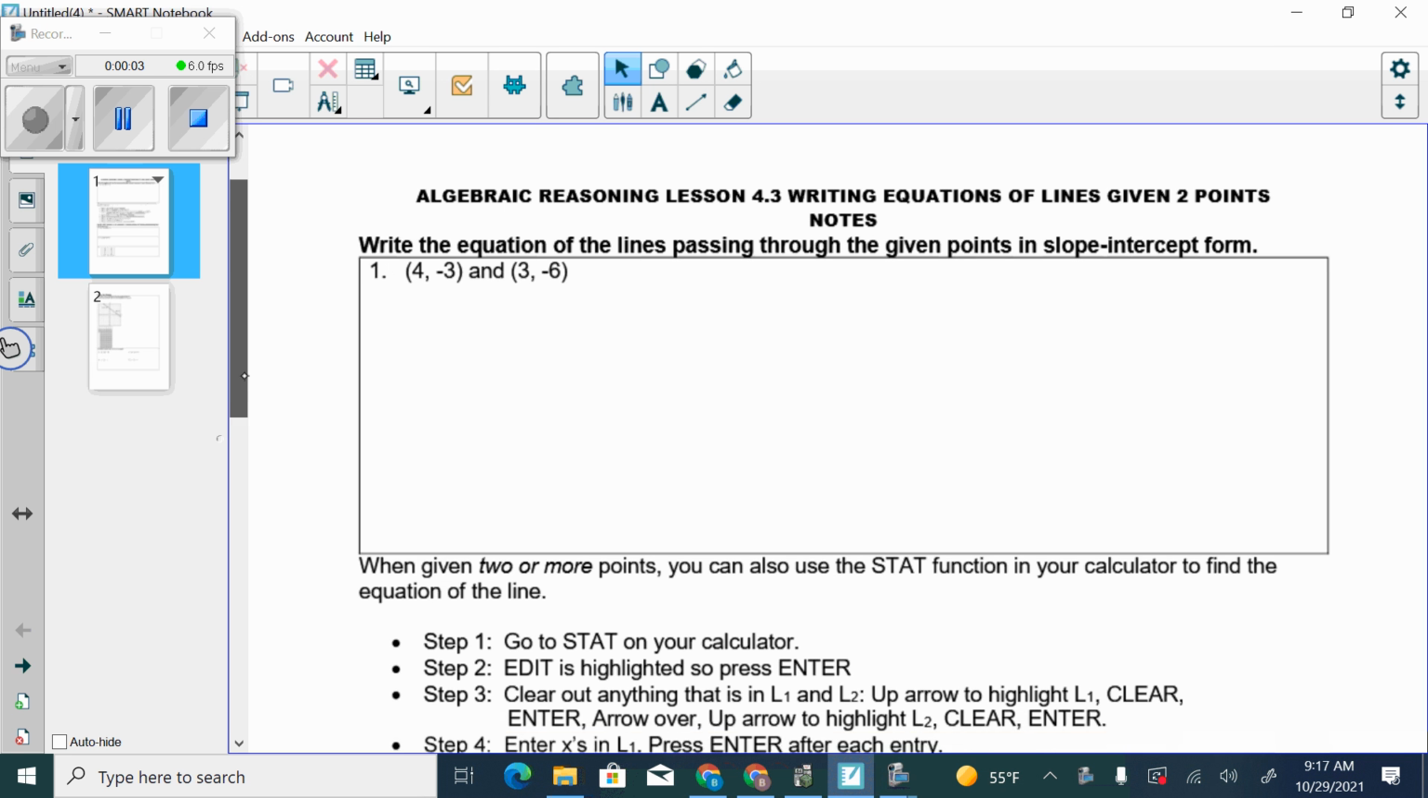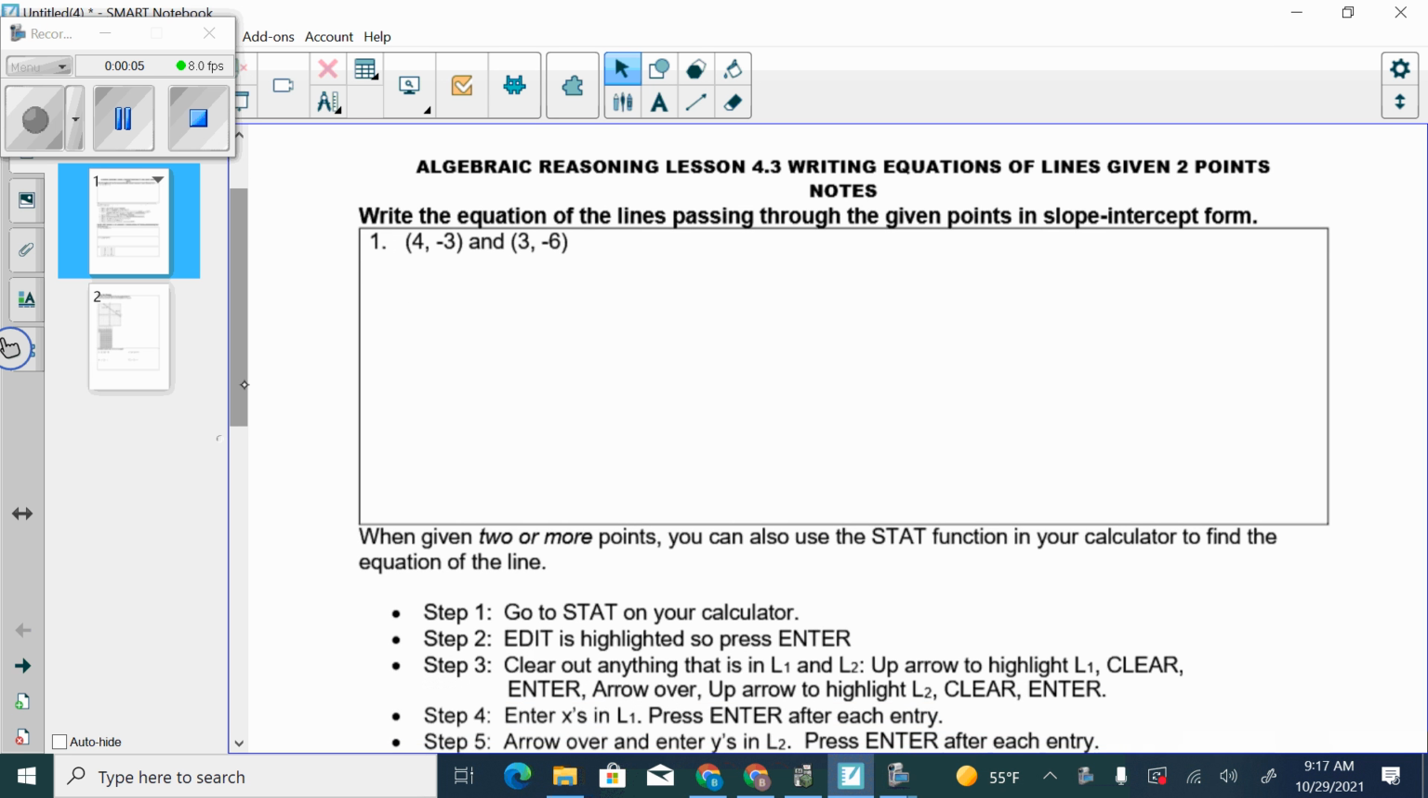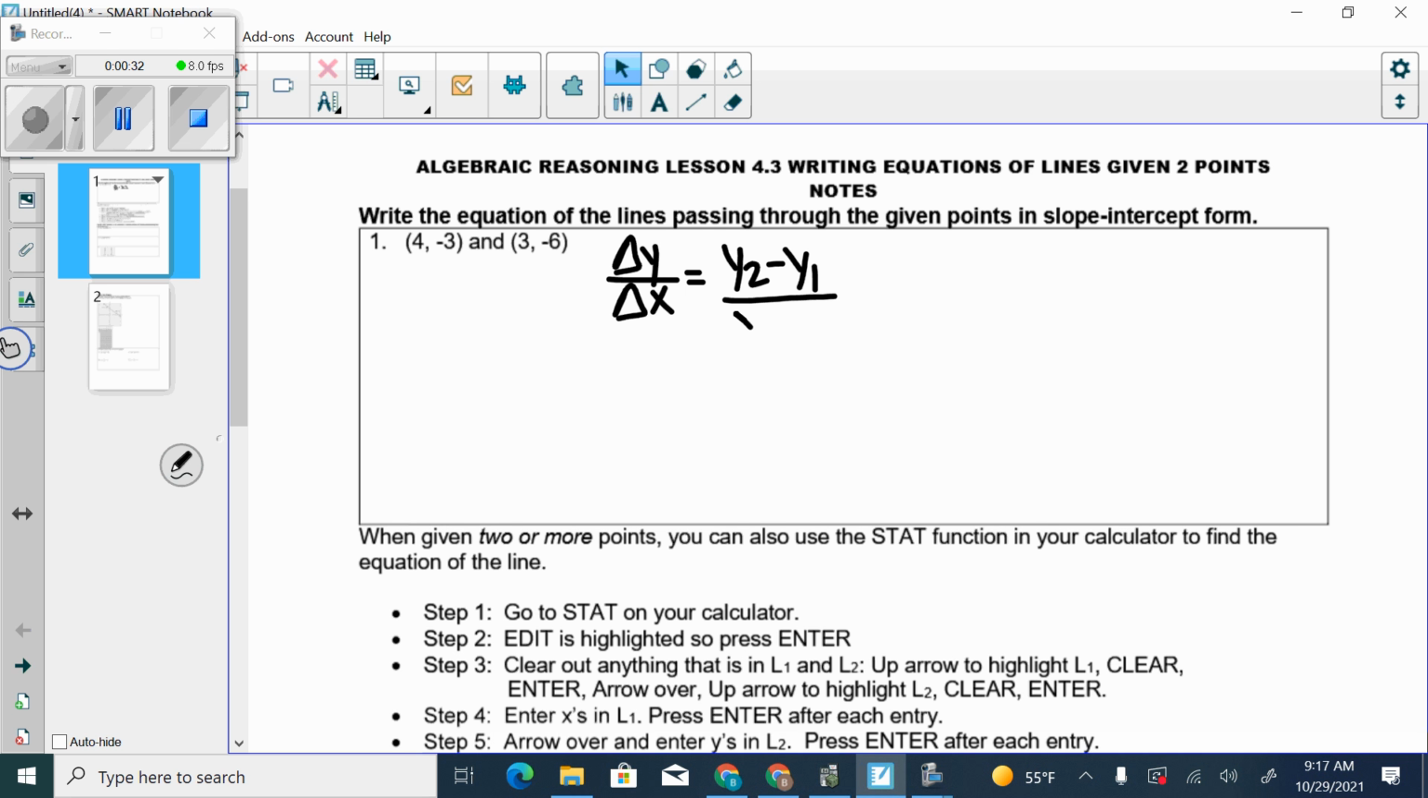Okay, on the warm-up question, it said to write the equation of the line that passes through the given points in slope-intercept form. So they gave us some coordinate points over here, and to find the slope, all we really need to do is find our change in y over change in x. So in order to do that, our formula is y2 minus y1 over x2 minus x1.